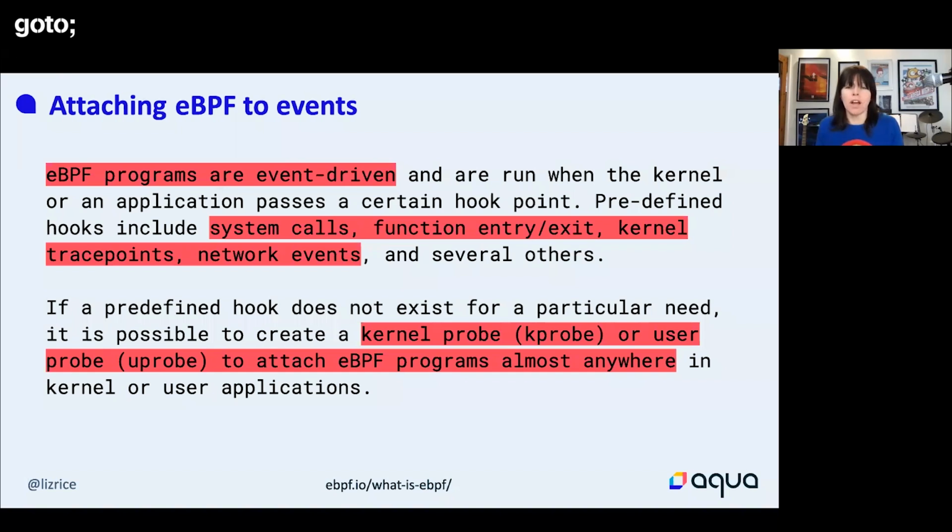We also have the terms kprobe and uprobe. A kprobe is the entry to a kernel function. A kretprobe is the exit from a kernel function, and correspondingly the same for user space. The combination of all these different types of events means we can run eBPF code in response to pretty much anything that's happening in your Linux machine.